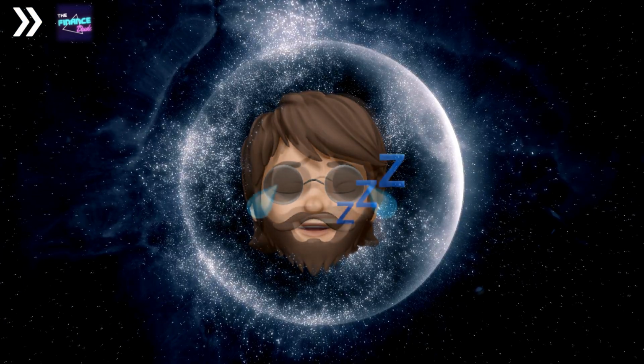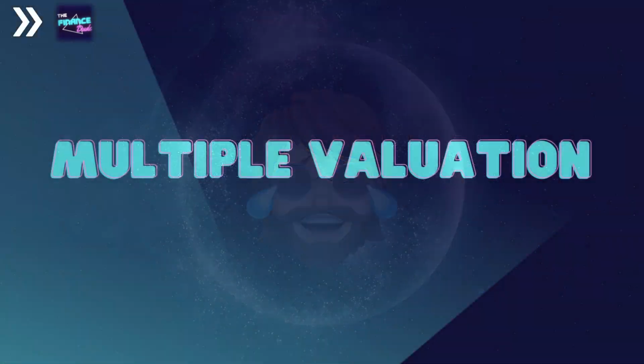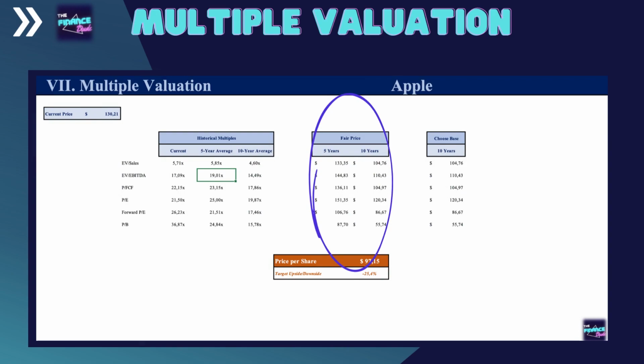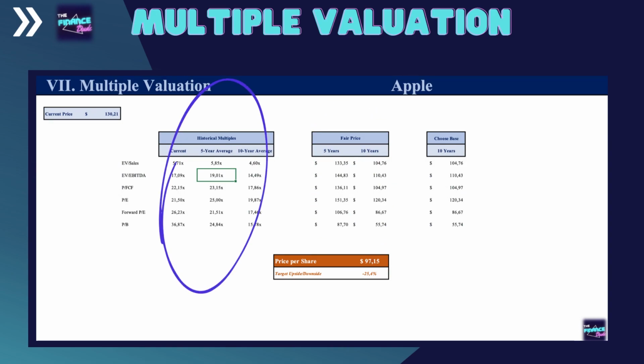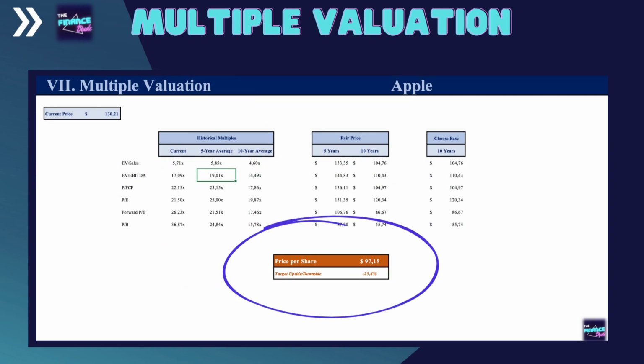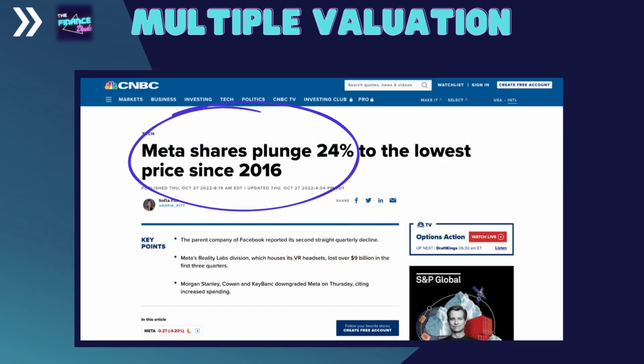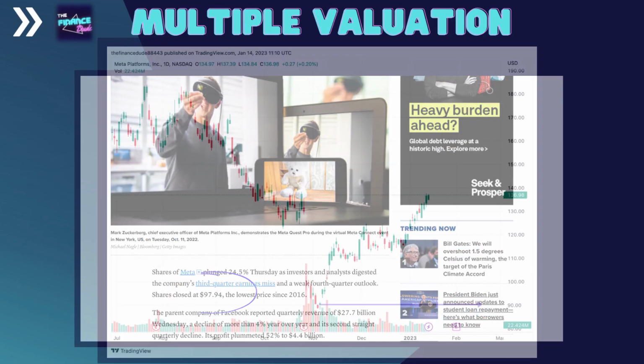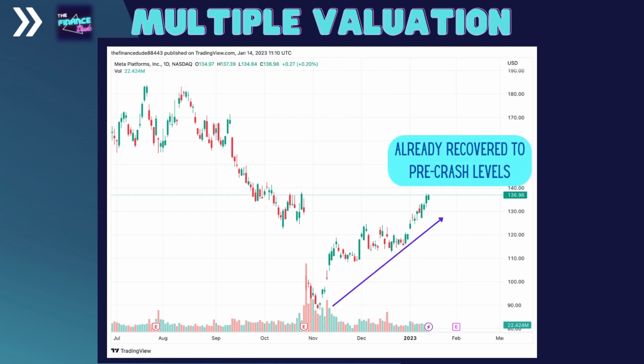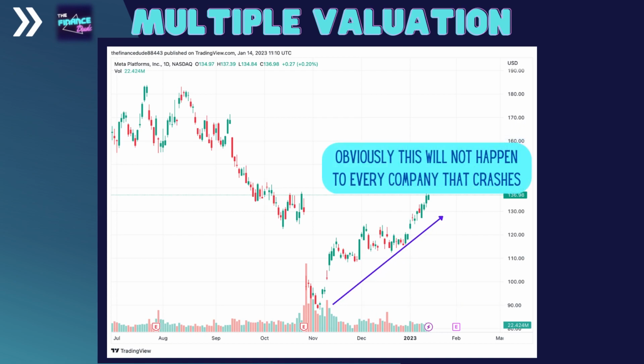Finally, the last step of this analysis 1.0 is to apply the multiple valuation method. In this method, it is estimated what price a company should have if it traded with its 5-year and 10-year multiples. It's a great and easy way to attribute value to the business. Markets are frequently irrational and often overreact to news, which is fantastic for a long-term investor like us since we can take advantage of short-term irrationality.